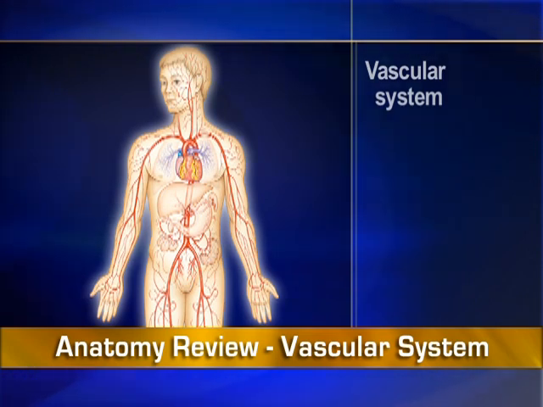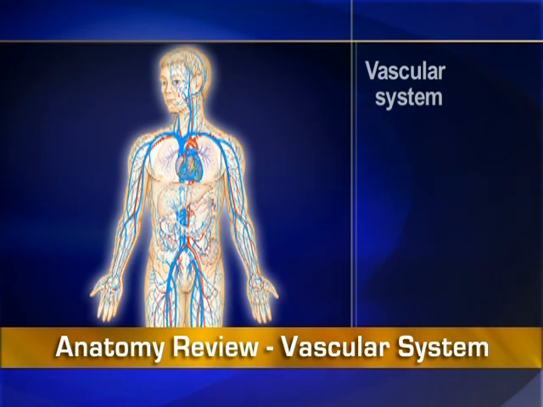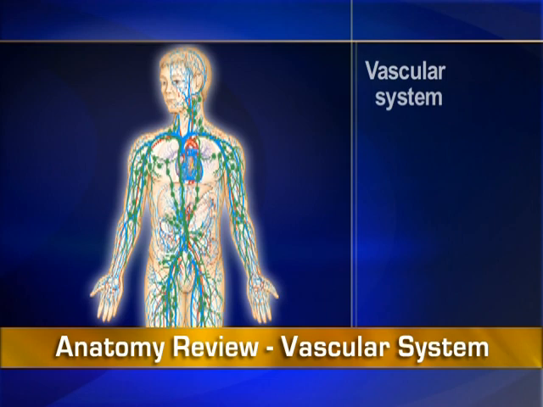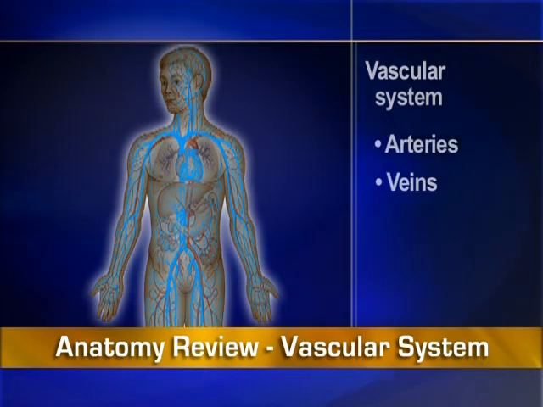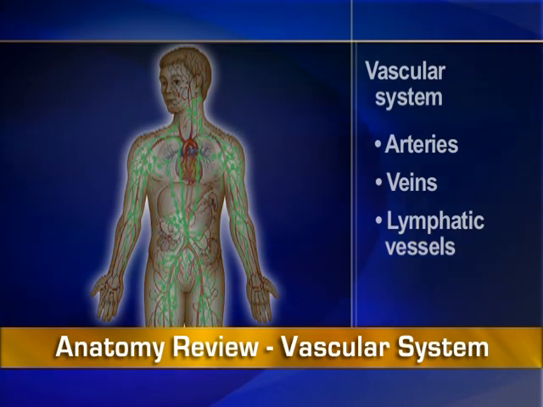Before examining the peripheral vascular and lymphatic systems, consider their anatomy. The vascular system consists of vessels that transport fluid, such as blood or lymph. It consists of arteries, veins, and lymphatic vessels.